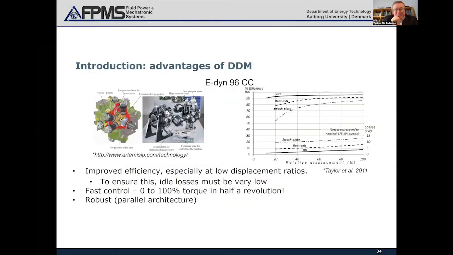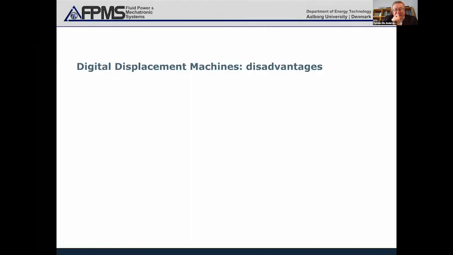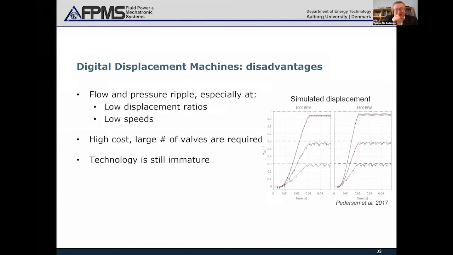And again, to ensure the advantages, I don't think there are any disadvantages. It'll be a little bit under control, so we really should focus on developing this one. But of course, one can imagine that when we have low speeds and low displacement radius, we will get some more ripples and so on. And I think that those that are working on this are still struggling with some of these.